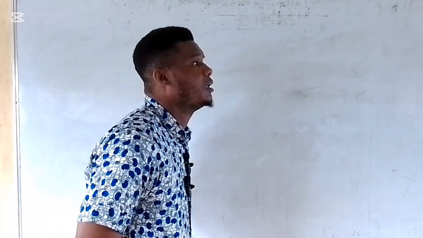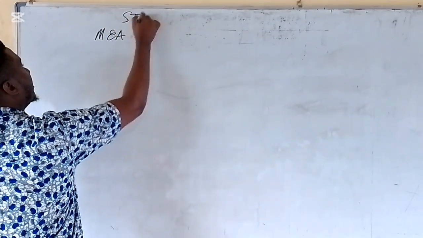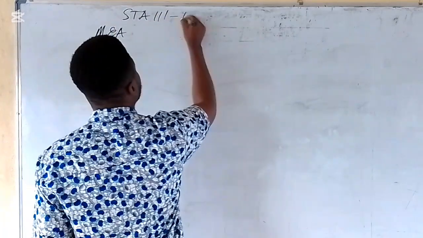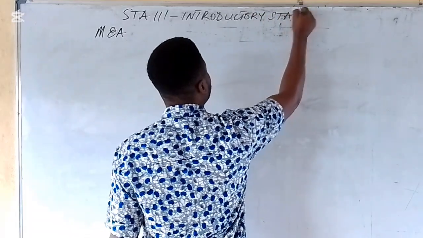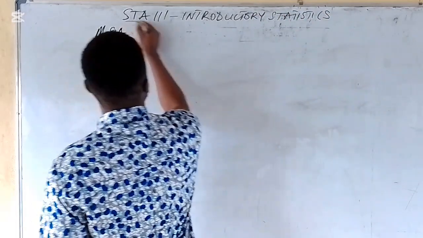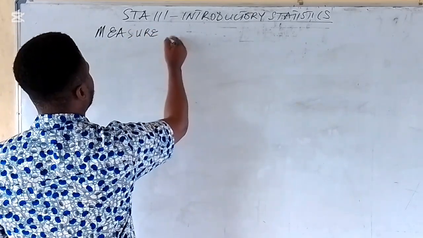Today we are going to be dealing with measures of central tendency, and I want us to move very, very fast. Nevertheless, not leaving away understanding. Is it clear? So let us start with a simple story. We are still in STA 111, introductory statistics as I know it. I want everybody's attention to be top class today.